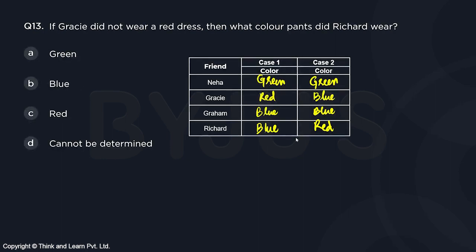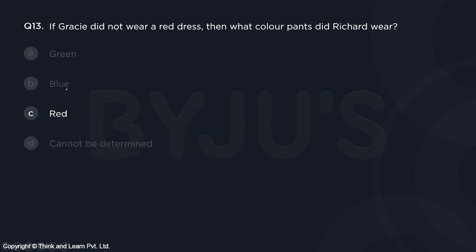Question number 13. If Gracie did not wear a red dress, so we are talking about case 2 here, then what color pants did Richard wear? Richard wears red because the shirt and pants, they are of the same color. So option C will be the answer.